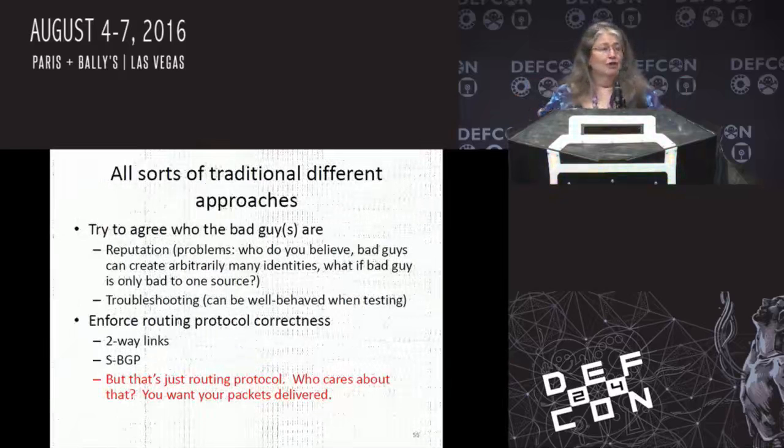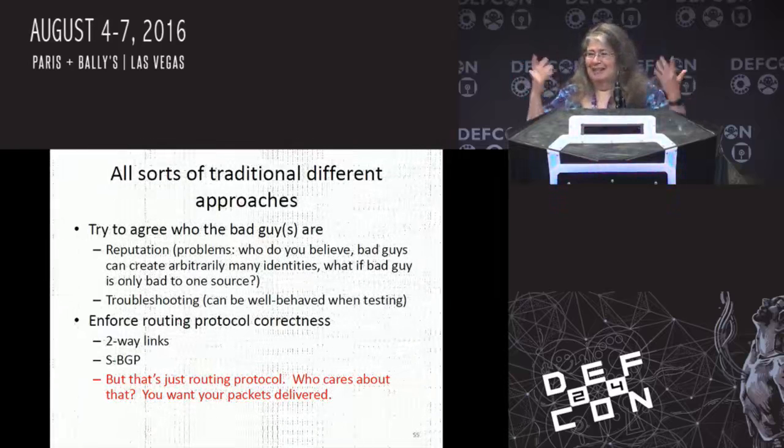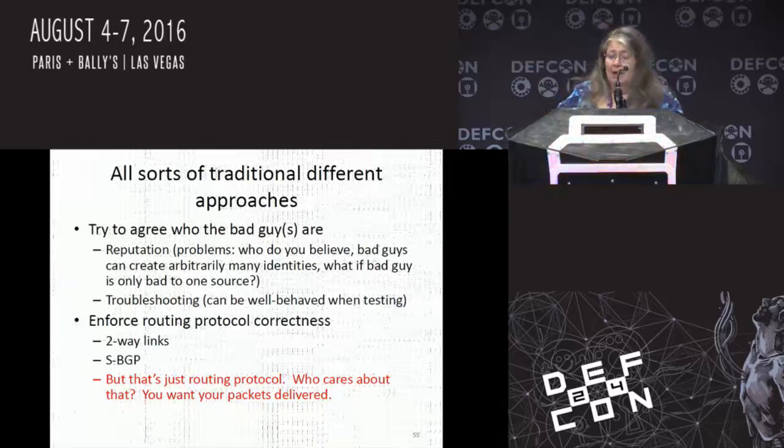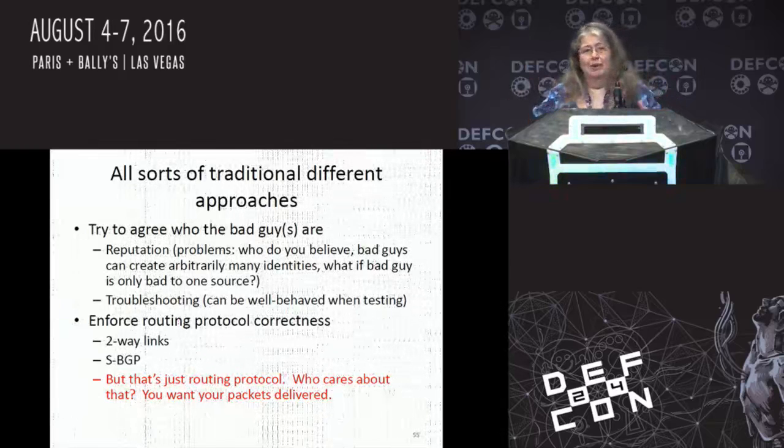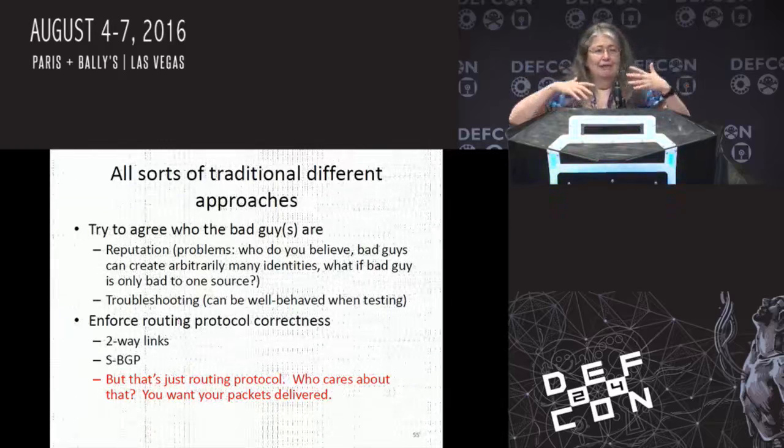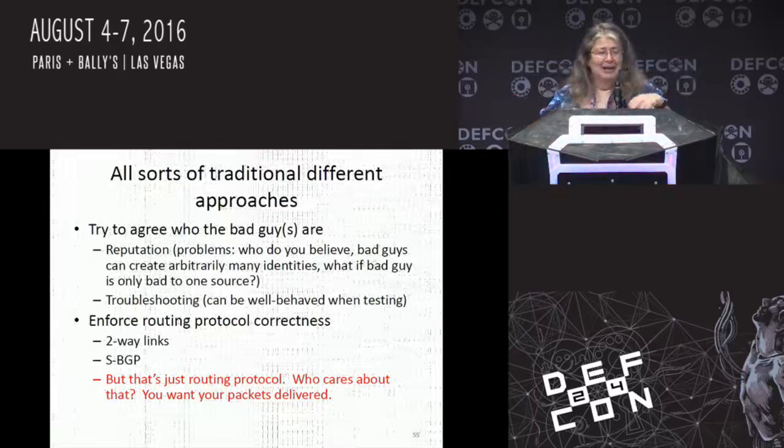So there's all sorts of traditional approaches that people have thought about. One is a reputation system where you try to decide who the bad guys are. I think that would be really hard, and especially if somebody doesn't like you, but he's performing well for everybody else, how would that work? And then they also think, well, okay, if you have bad guys, you have to do some sort of troubleshooting to find them. But no, if it notices the troubleshooting going on, it can start behaving well.